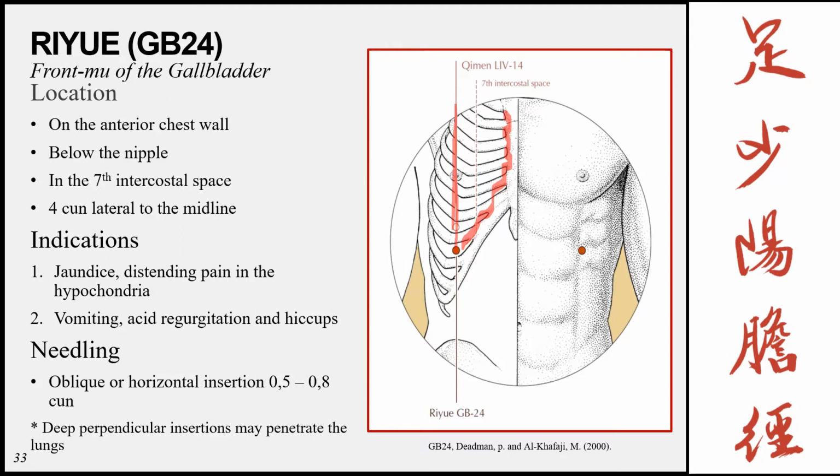down the abdomen. Because this point is the front mu of the gallbladder, it can be used for conditions of the gallbladder, but also conditions of the liver, because these organs are a ZHEJIN pair. It can therefore be used for conditions such as jaundice and distending pain of the hypochondria. It can also be used for vomiting, acid regurgitation, and hiccups. Needling is oblique or horizontal insertion, 0.5 to 0.8 tsun. The caution here is against deep perpendicular insertions or deep oblique insertions, as both of these could penetrate the lungs.